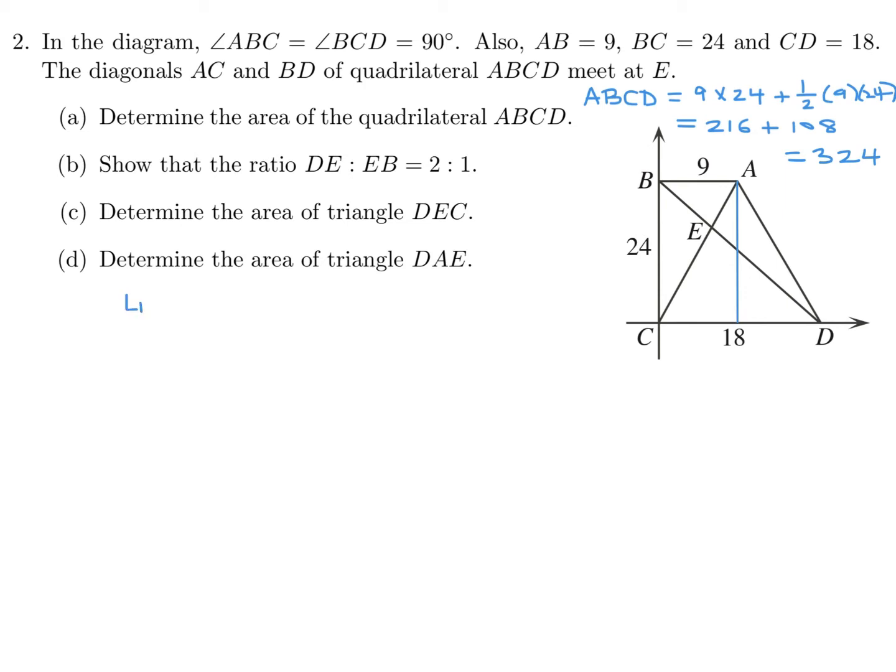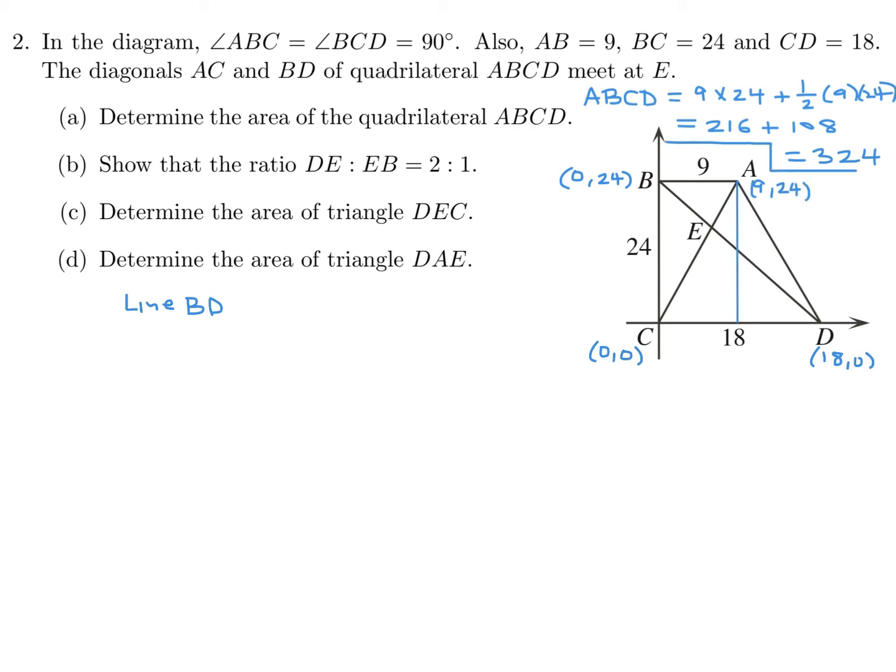So line BD, I've got to find the equation. Now we have the coordinates, right? C is just the origin, that's 0, 0. D is 18, 0 in terms of its coordinates. B would be 0, 24. And then A would be 9, 24.